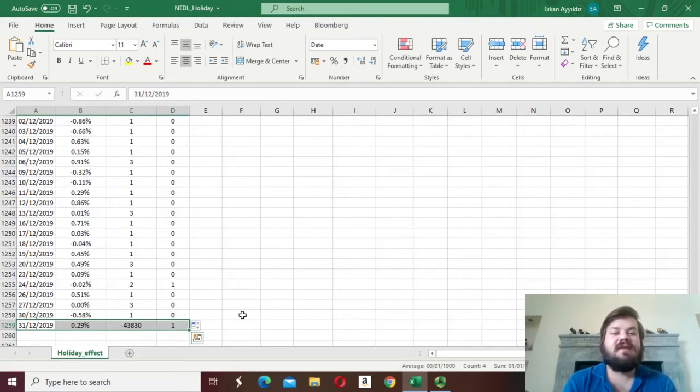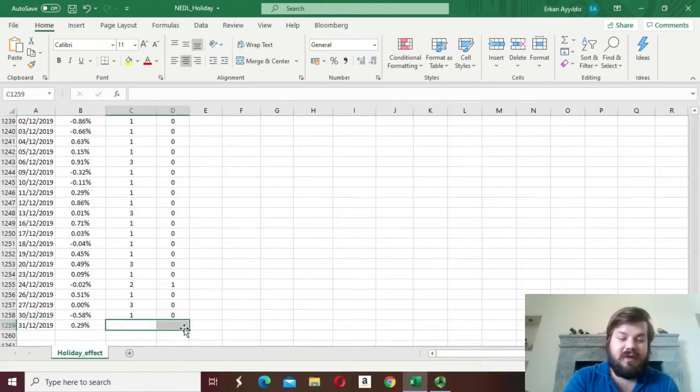We all know that it's the final trading day of the year, and it is followed by the new year period when trading activity stops due to the holiday period. So we can manually just code it and put 1 over here. And it basically gives us the whole picture.